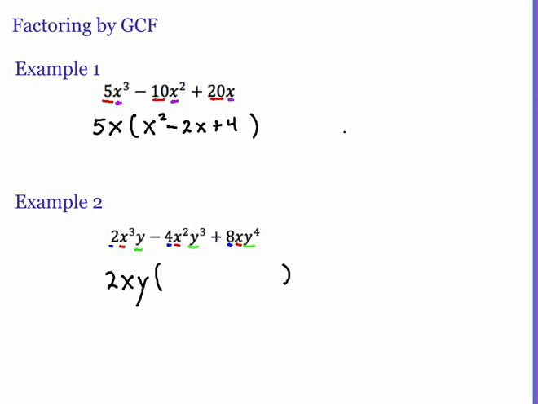To fill in the parentheses here, we want to divide each term by the greatest common factor. So 2x to the third times y divided by 2xy. The 2's cancel. X to the third divided by x becomes x squared, and y cancels out. Next, negative 4 divided by 2 is 2. X squared divided by x is x, and y to the third divided by y is y squared. And lastly, 8 divided by 2, 4. The x's cancel. Y to the fourth divided by y is y to the third. So there you have example 2, the solution by factoring out a greatest common factor.